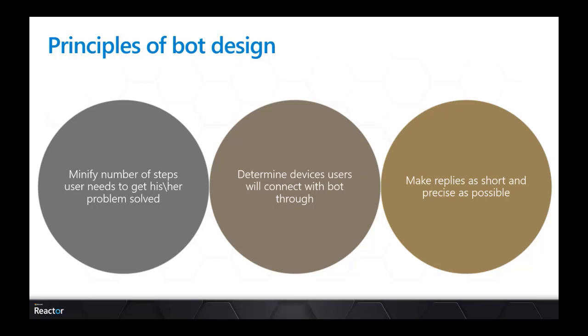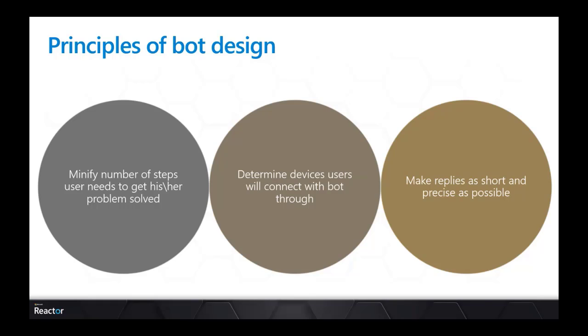Next one here is you need to determine devices that your users will connect through. I already mentioned it in previous slides. So if most of your customers are using that small device that can only accept voice commands, but you start building for text first, then your bot won't be popular with those people. You will have less customers. It won't be so useful for your customers, and that's not a good option because we want to build really useful skills, useful bots.